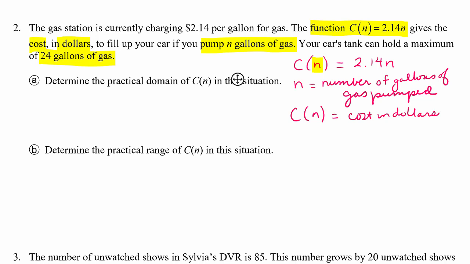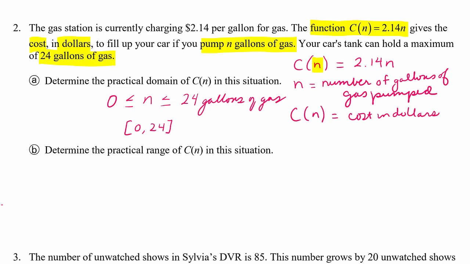So what's the practical domain in this situation? Remembering again that n is our input variable, the most that you can pump, if you came in bone dry or you were towed into the gas station, is 24 gallons of gas. And the least you can pump is 0, because maybe you got to the gas station and then changed your mind. So our practical domain goes from 0 to 24, and it represents the gallons of gas that are pumped at the gas station. And then what's the practical range?